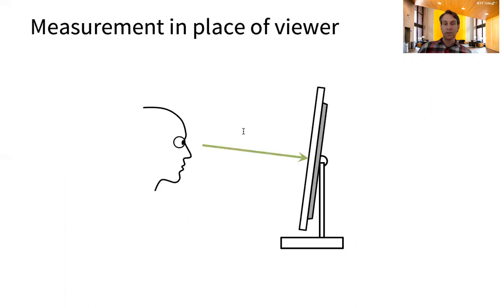Also, you may have noticed the displays, especially LCDs, have an angular dependence. They look different, generally worse, from oblique angles. Because of angular dependence and possibly spatial non-uniformity, the best choice is to measure the display from the perspective of the viewer. What that means in practice is to set up the display on the desktop, in the lab, or wherever, angled as needed, and then the measurement device is placed where the viewer would be.